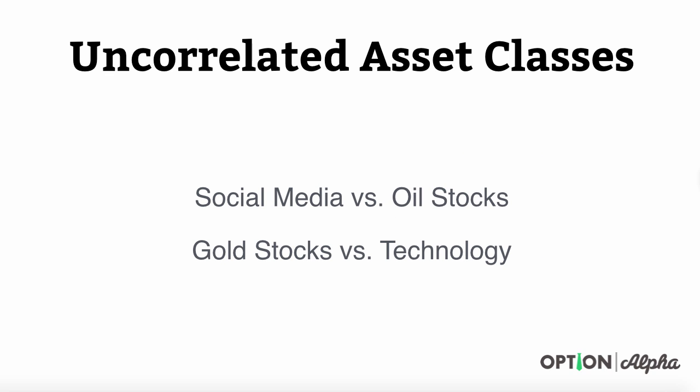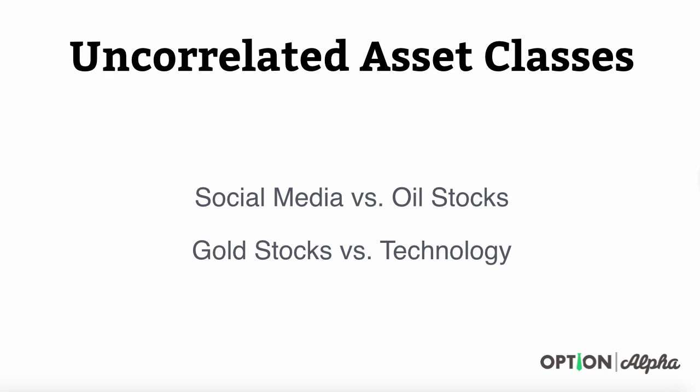When we talk about uncorrelated asset classes, really what we're talking about is the differences between trading social media stocks versus oil stocks. Those would be two uncorrelated asset classes that you could trade, right? If something happens in the social media space and in some sort of internet startup like Facebook or LinkedIn, it's probably going to have very little impact on what's happening in the oil sector globally. So those are going to be pretty uncorrelated.